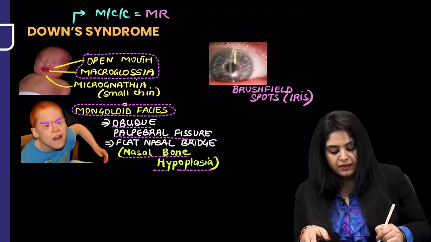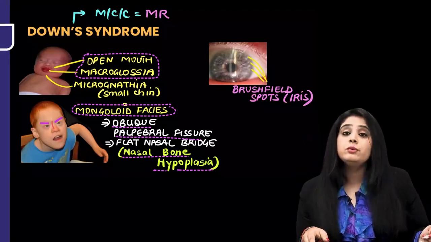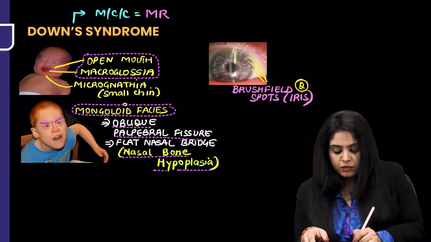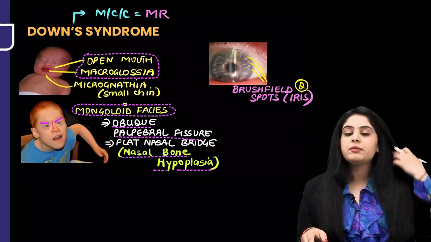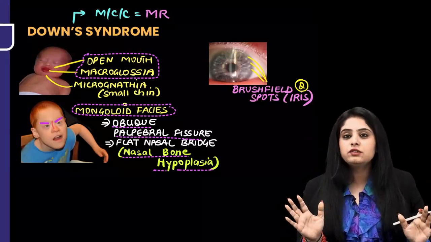What about the eyes? What will you see in ophthalm? We see the very famous Brushfield spots. So can you see these spots over here? Which part of the eye are they in? That is a question that you get in the ophthalm section. They are present in the iris. Okay, so this is also done. These are all the head and neck changes that you see in a baby of Downs.